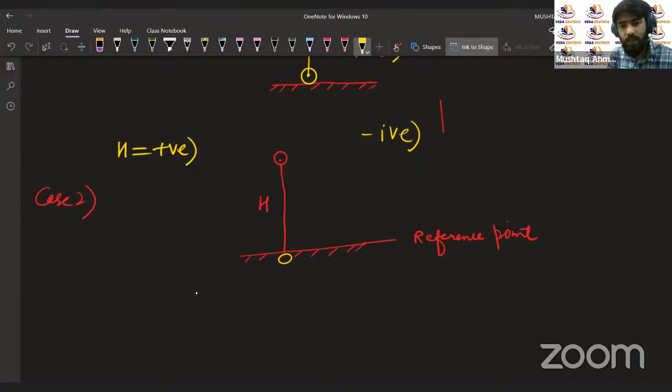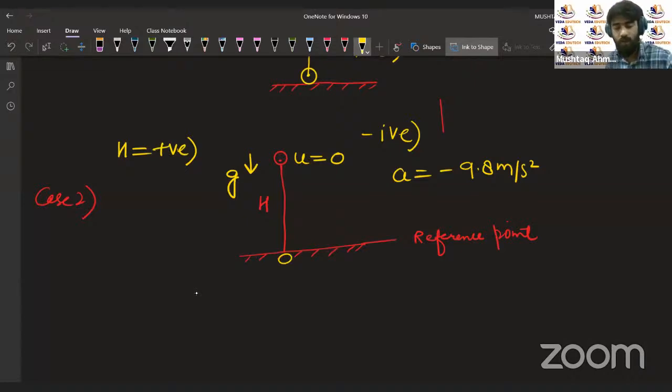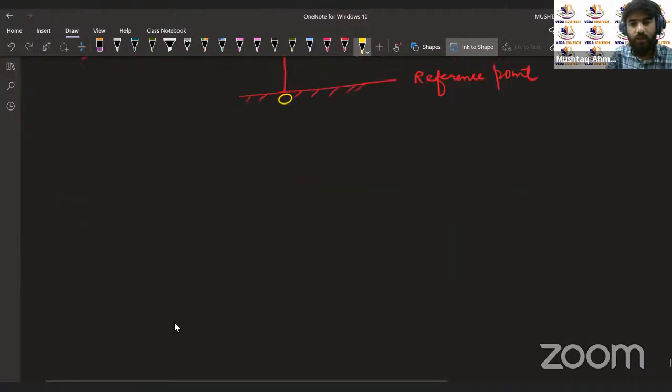And suppose this body is released, then the initial velocity will be equal to 0, and the acceleration due to gravity is once again g, that's vertically downwards. And this acceleration will be once again taken as negative, that's minus 9.8 meter per second square, because the direction of this acceleration is once again in the negative direction. All those quantities which are in the upward direction will be taken as positive. So the acceleration due to gravity will always be taken as negative because it's always directed along the negative y direction.